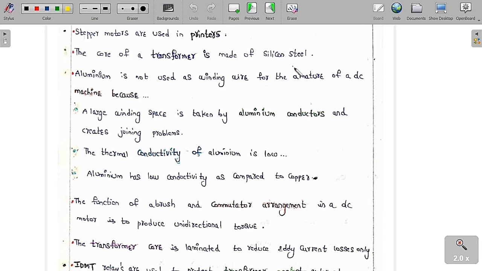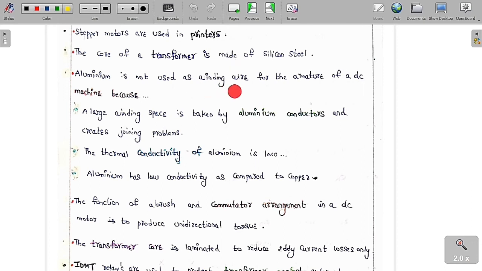If we add this, the permeability will be the same as the previous one. The only thing is we are going to increase the resistivity of the core. So therefore the current loss decreases. If we add more than this 3 to 4%, the silicon is going to make the steel very brittle, meaning it can be easily broken. So therefore the core of the transformer is made of silicon steel.